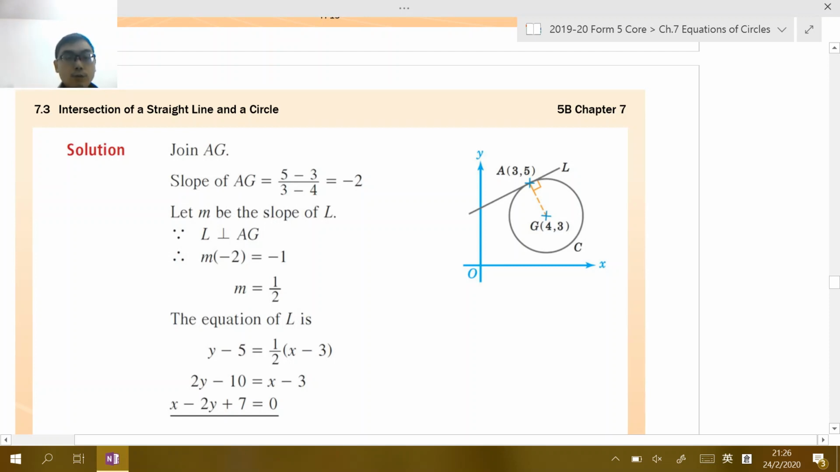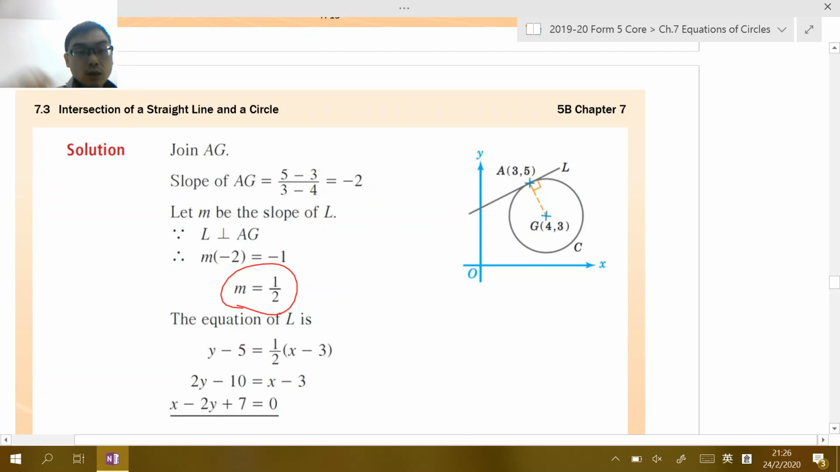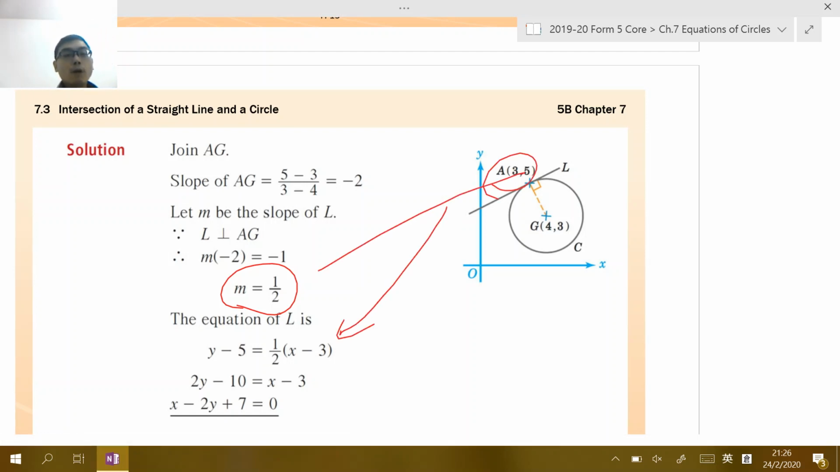So what you need to do is first find the slope of AG. Then you use -1 divided by the slope of AG, and you get what? You get the slope of L. And because you have got the slope and the point already, combining these two, you have the point-slope form, and you can get the equation of the tangent very easily. So please remember, the most important thing is this one.